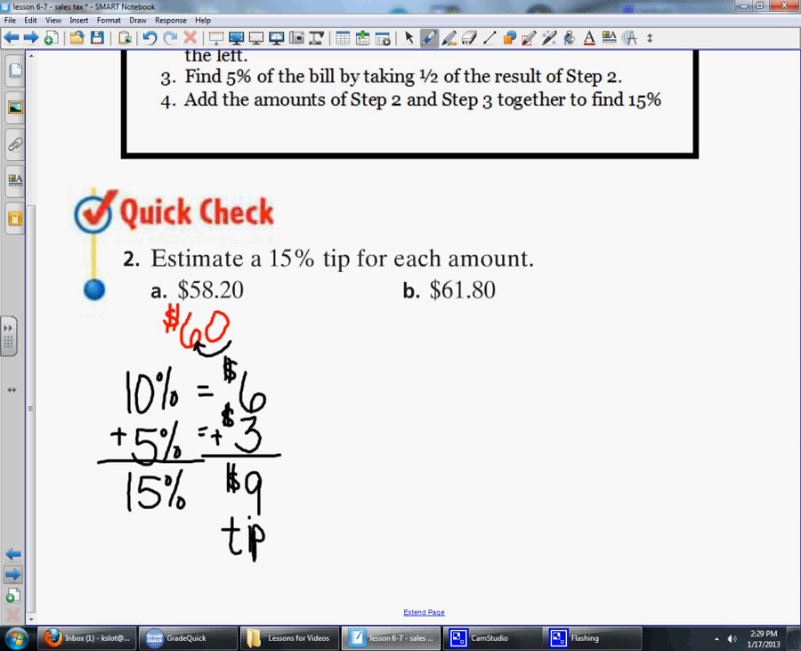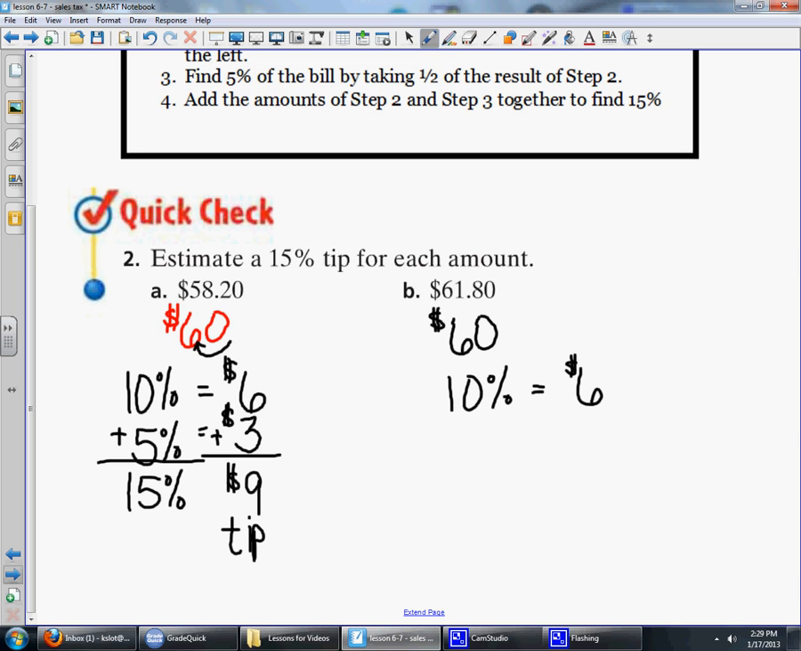So if we look at this total here, 60, why don't you try this on your own and see what you get for a 15% tip, and then when you're ready, come back and we'll go over it. So here we go. We go to the restaurant, $61.80. I'm going to round my bill to $60 because that's the closest $10. So I move the decimal point over for 10%, one place, which means I'm going to leave a $6 tip.